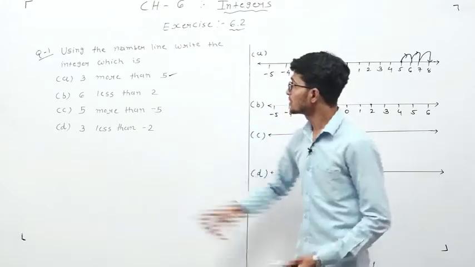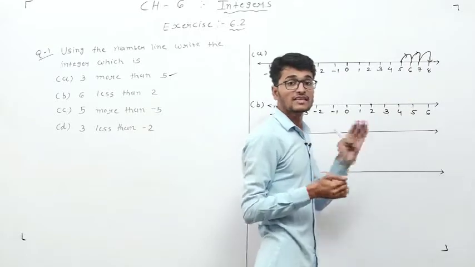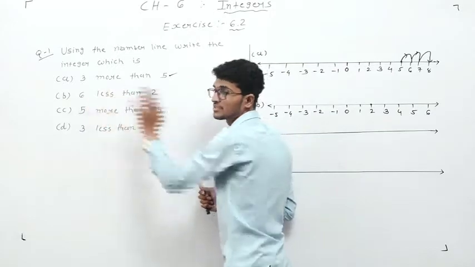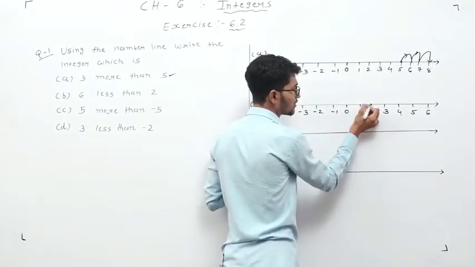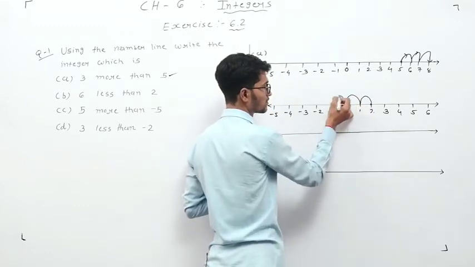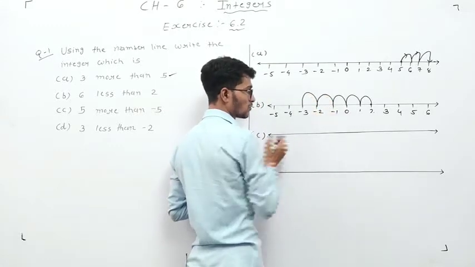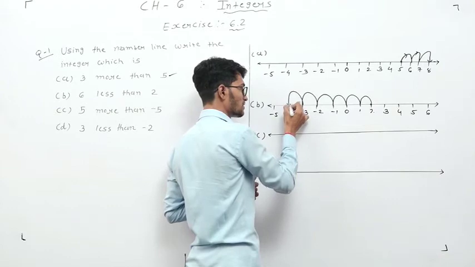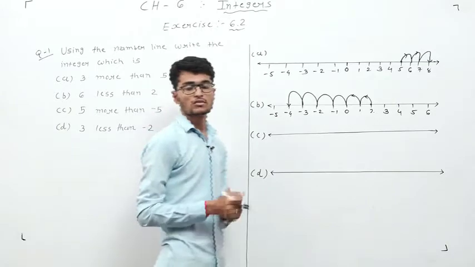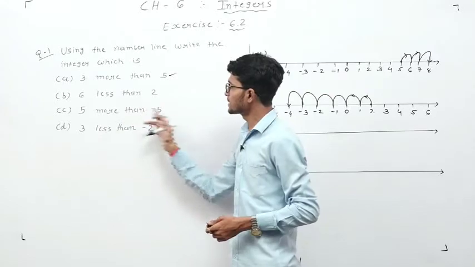Right? Now the less than. More than, slide to the right hand side; less than, slide to the left hand side. But how many steps? Here it is given 6. So check: 1, 2, 3, 4, 5 and 6, toward the left hand side. So our answer is minus 4. Now clear?